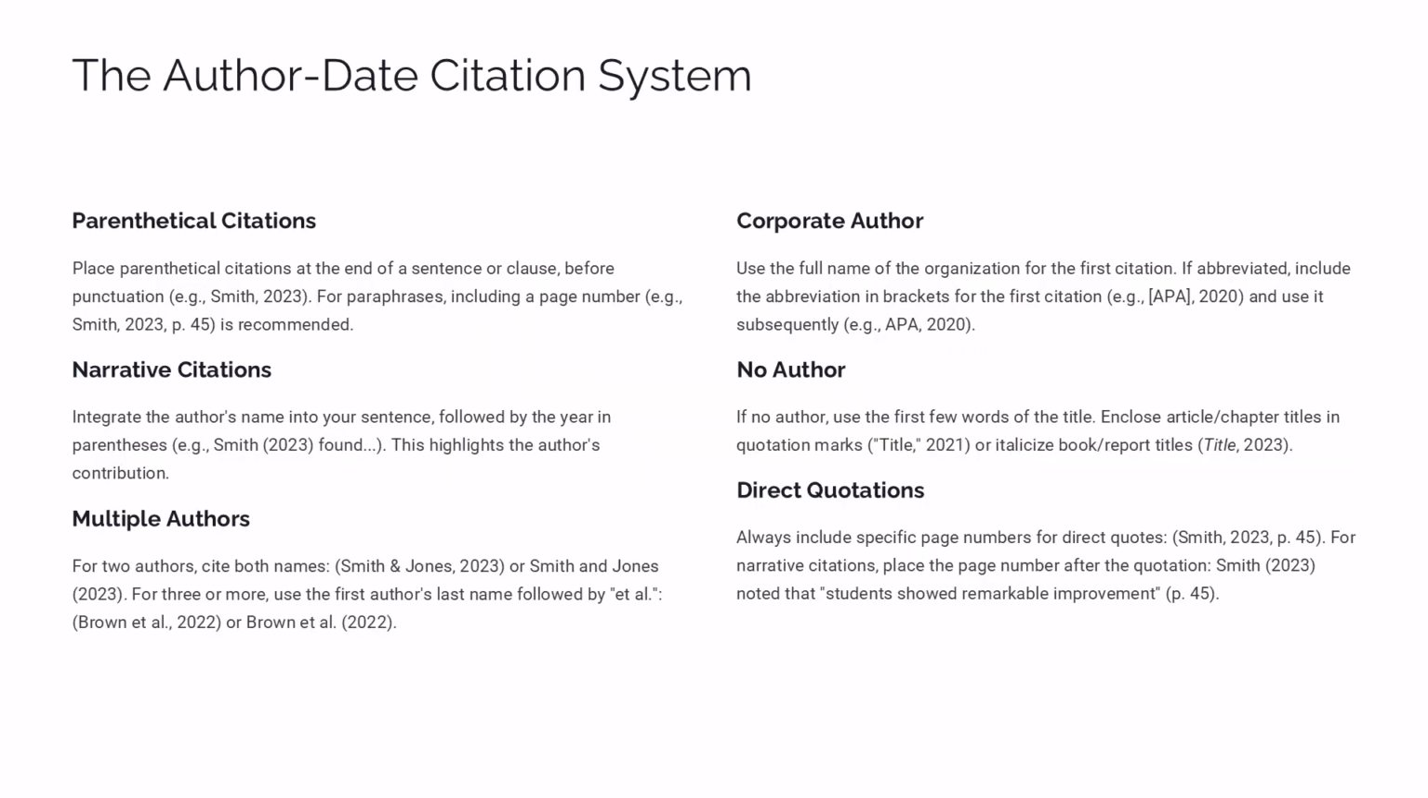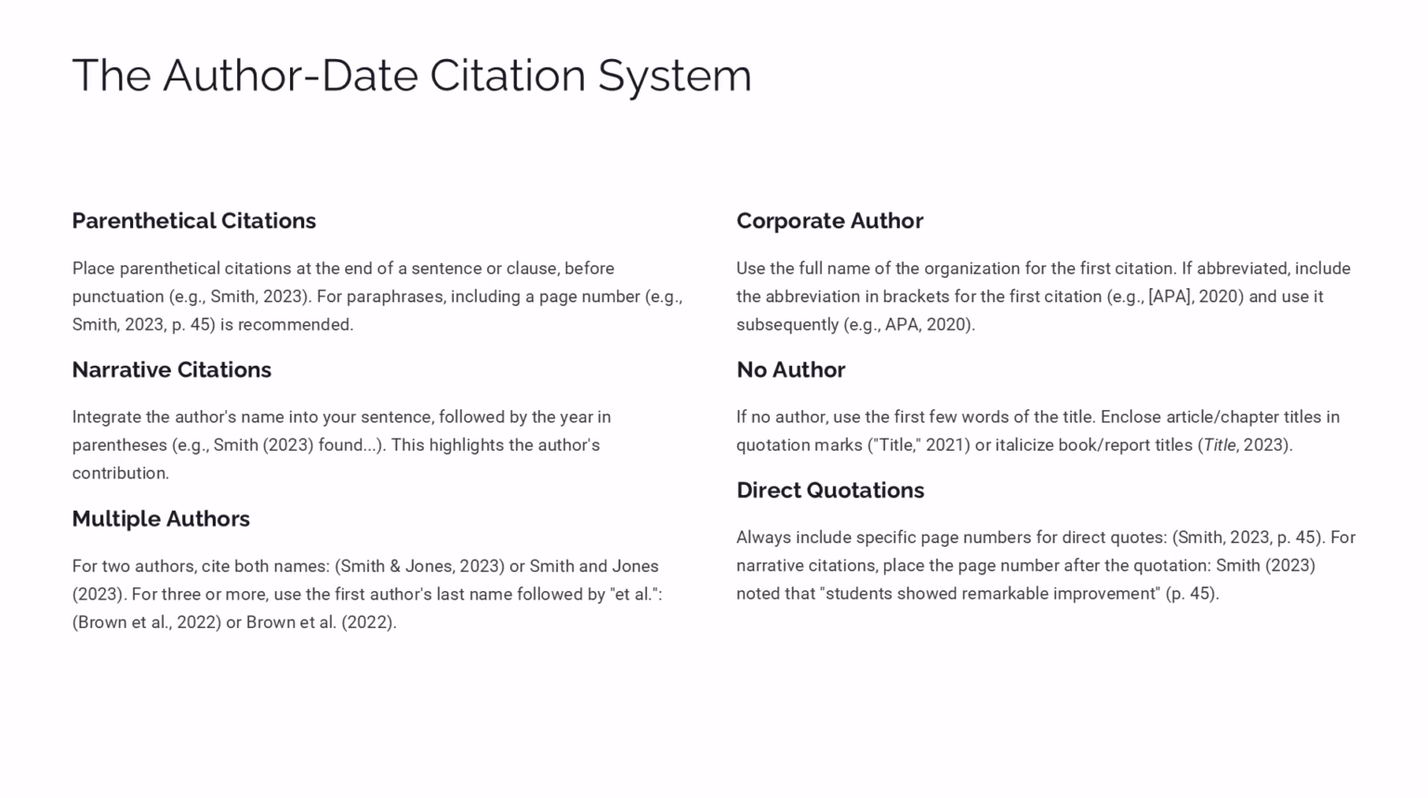The Author-Date Citation System, Foundation. The APA Author-Date Citation System provides readers with immediate access to source information while maintaining the flow of your writing. Understanding the system's logic and variations ensures you can handle any citation situation with confidence and accuracy. The basic principle involves providing the author's last name and publication year, either within parentheses, at the end of sentences, or integrated naturally into your sentence structure. This information allows readers to locate the complete source information in your reference list while giving them immediate context about the source's currency and authority.